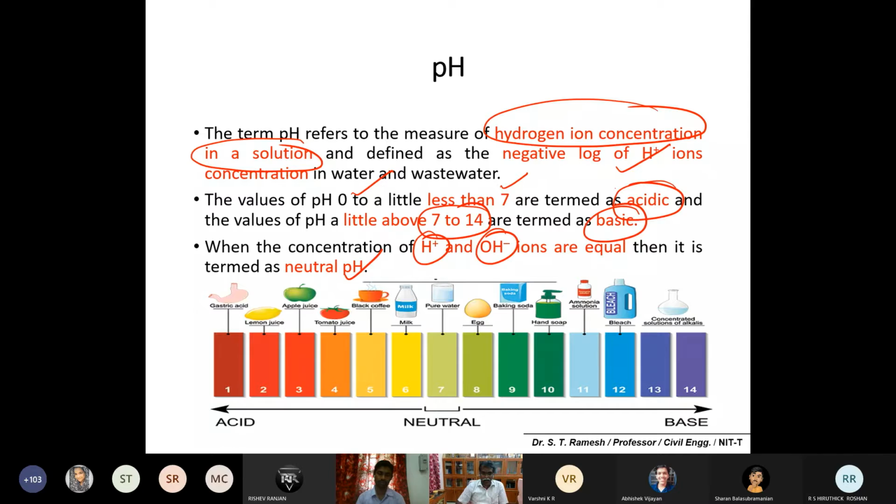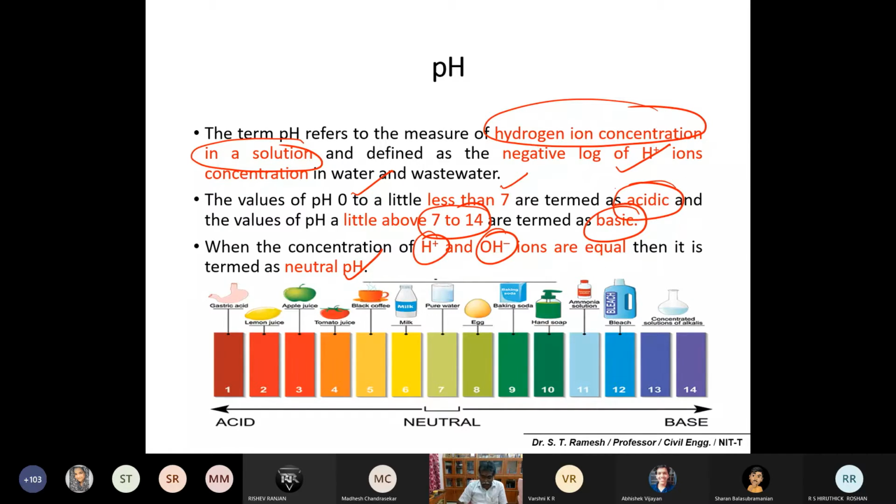Hydrogen ion concentration in a solution you can refer to as pH, and you can find out the pH of a solution by taking the negative logarithm of the hydrogen ion concentration. Less than 7, that means 0 to 7, is the acidic range, and 7 to 14 is the basic range. If the concentrations of H plus and OH minus ions are equal, then it is termed neutral. For example, drinking water is a neutral pH, that means it is exactly 7 or 7.1, around 7.